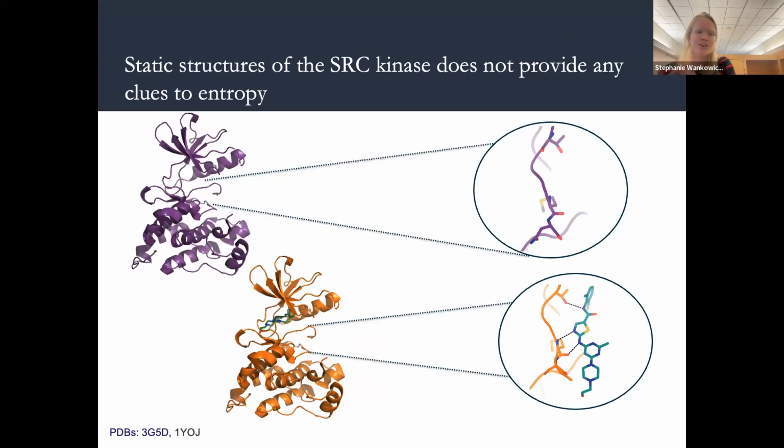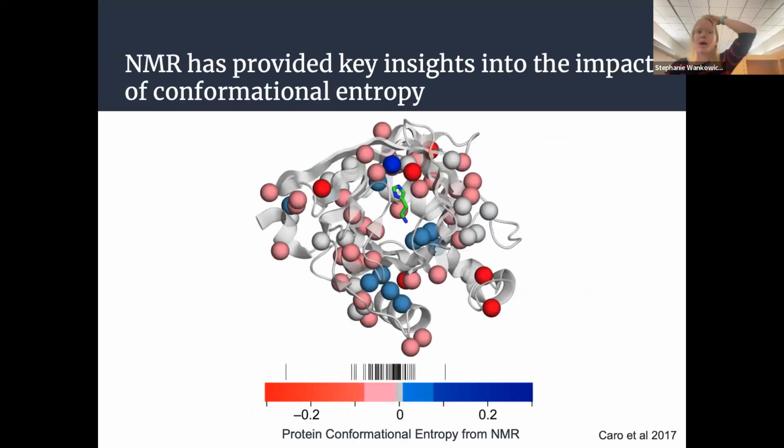But going back to our static structures and why we need to improve this: if we look at the structures of the Src kinase, we can see that there are differences in how the side chains are sitting. So maybe, with Rosetta all atom, we can start to capture some of this, but it gives us no information about the entropy. And so NMR has really provided some key insights into the impact of conformational entropy.